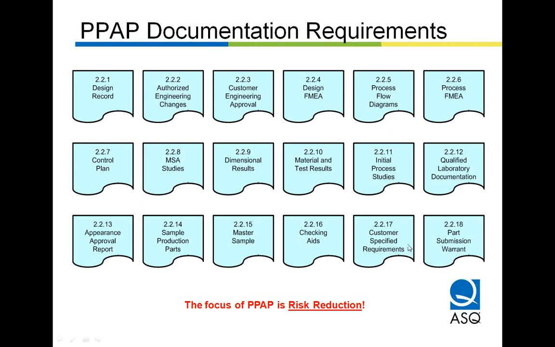When we look at customer-specified requirements, we're back to the realm that we were in the first 2 boxes, that the requirements are fully understood. And when we get to the part submission warrant, this last of the 18 elements, this is documentation that the process is trustworthy. The focus of this PPAP process is the management of risk. It's risk reduction.